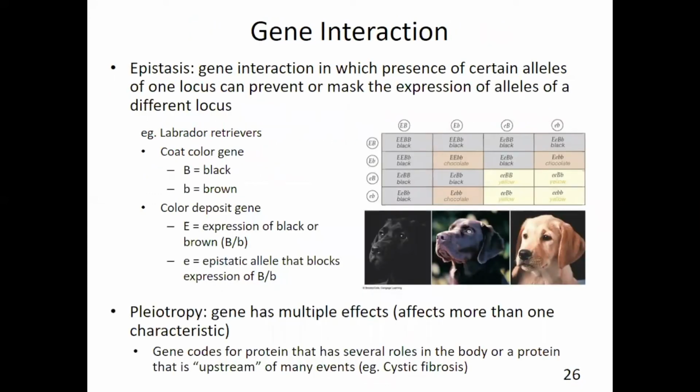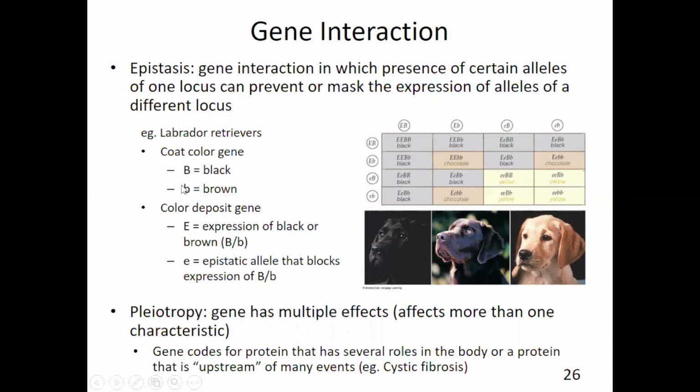Another example of non-Mendelian inheritance is when genes interact with one another. The first we're looking at is called epistasis. In epistasis, 2 genes interact such that one gene controls the expression of a second gene. A great example of this is fur color in Labrador retrievers. So there are 3 different versions of labs. You can have a black lab, a chocolate lab, or a yellow lab. This is because there are 2 different genes at work.